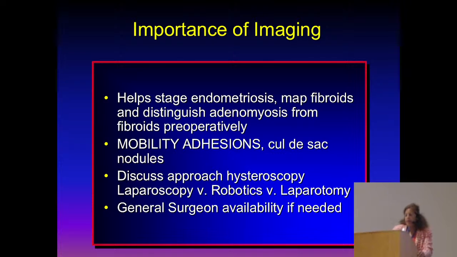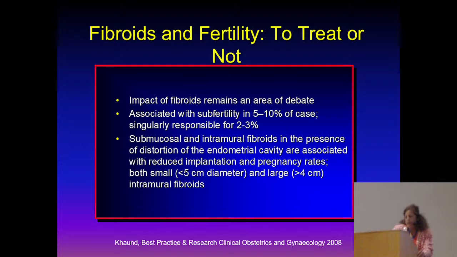So the impact of fibroids still remains an area of debate. It's associated with subfertility in 5 to 10% of cases, but probably just singularly responsible in just a few. But what's not controversial are submucosal fibroids or intramural fibroids that are impacting the cavity, and they are associated with reduction of pregnancy rates and implantation rates. So why 3D for fibroids?